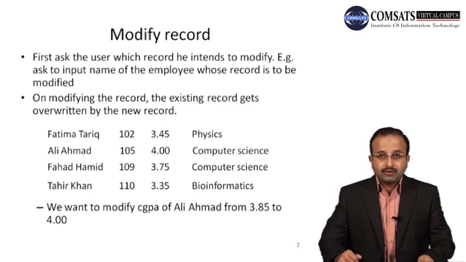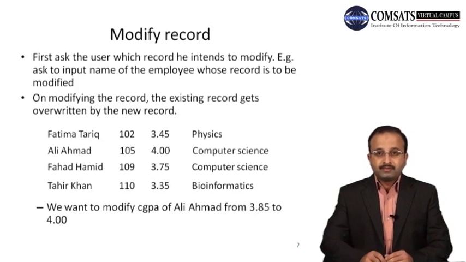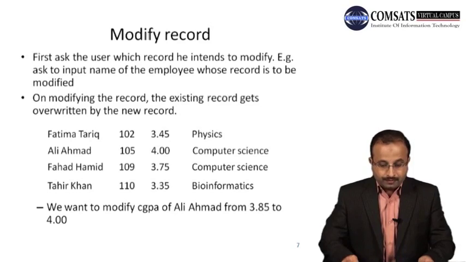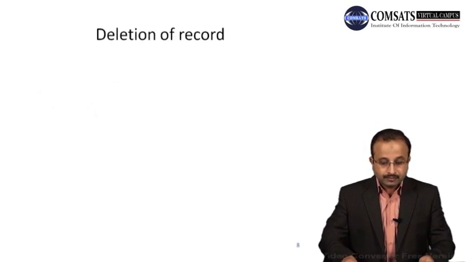and then you ask the user to input the name, you search the name, and then you read the records one by one and compare the name field of the record with the name input by the user. If there is a match, then you ask the user to input new values, and when the user inputs new values, then you write that record over the existing record like this. Okay, so this is the previous record, and after modification it will be like this, right?